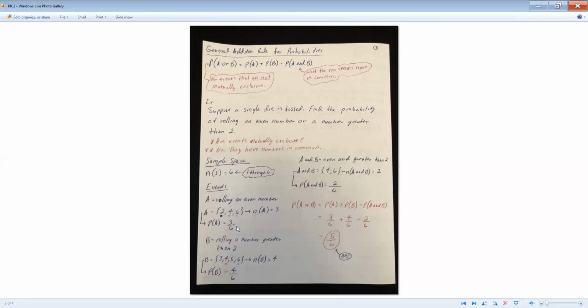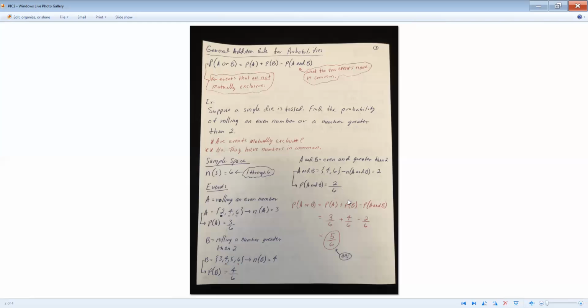So we place that 3 over 6. A number greater than 2, there will be 4 numbers that are greater than 2 on the face of a die. That's 3, 4, 5, 6. So we do 4 over 6. Now, what they have in common, being even and greater than 2, that would be 4 and 6. So the number of outcomes that fit that description would be 2. So we do 2 over 6.